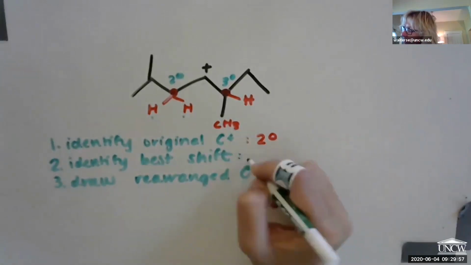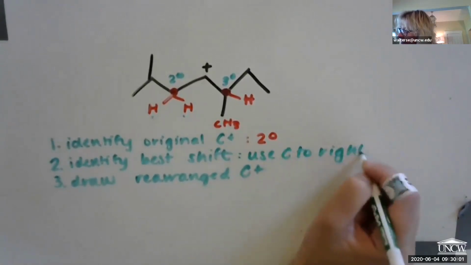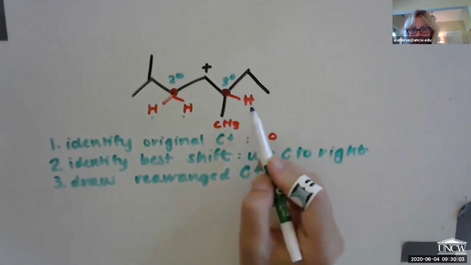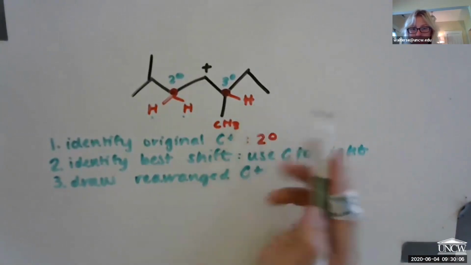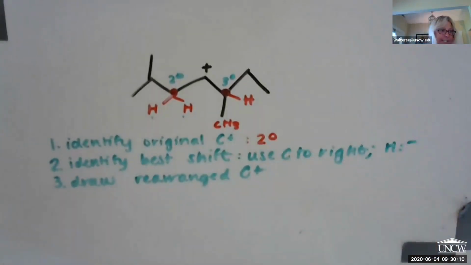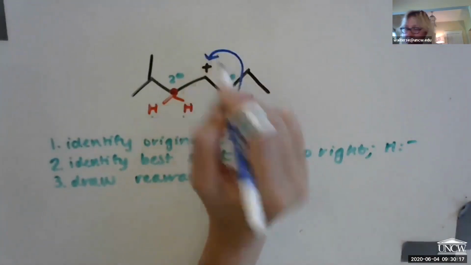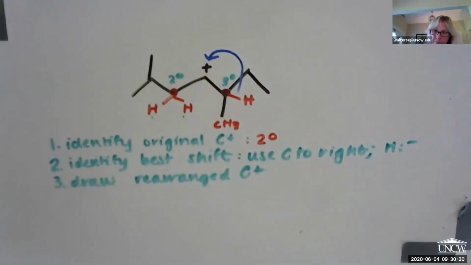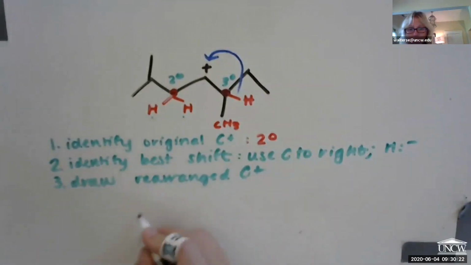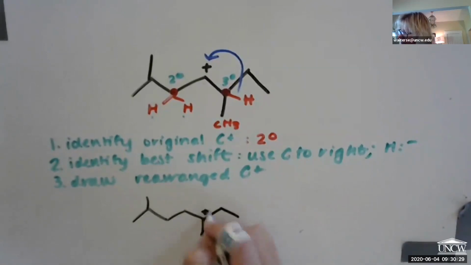So the best shift will be to use the carbon to the right. But we have to distinguish between the groups. The easier thing to shift will be the hydride. That'll cost less energy than shifting that methyl. So the hydride will shift to this position. Your resulting carbocation will look like that.